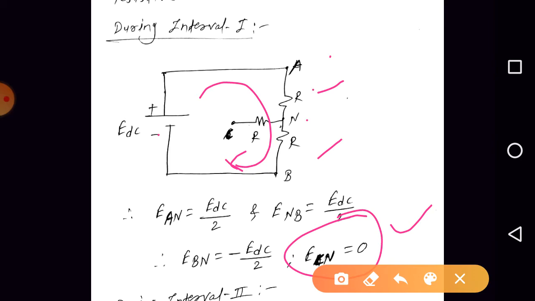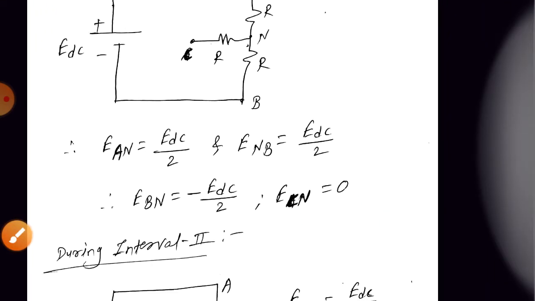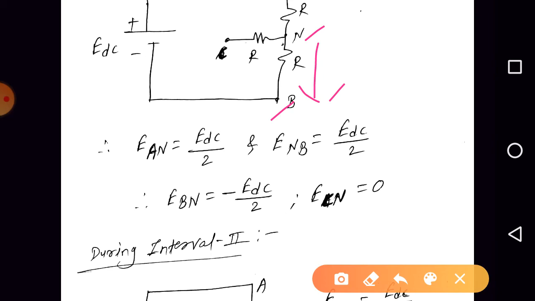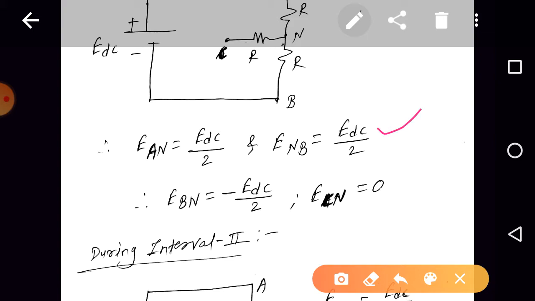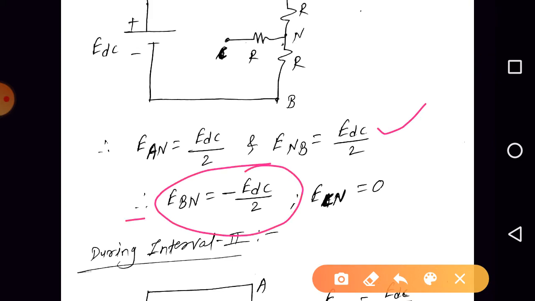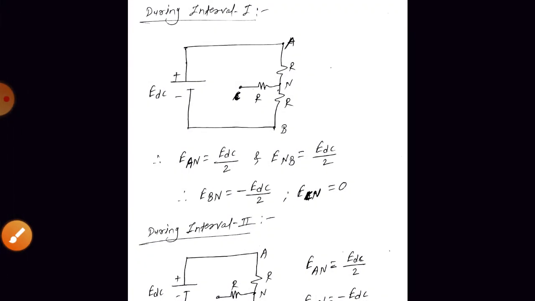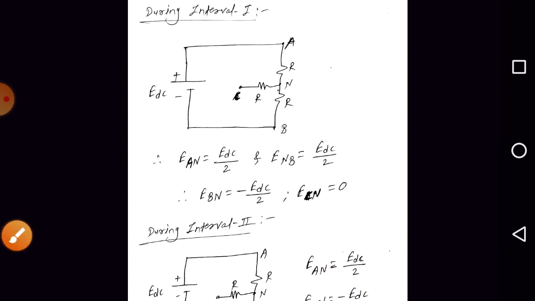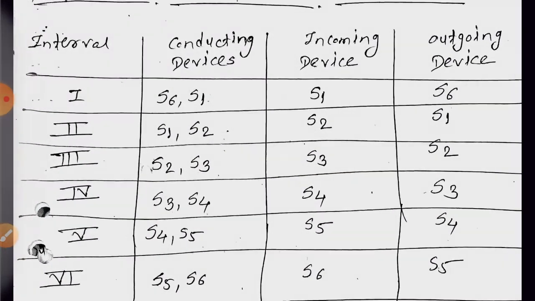What about the VNB or ENB? ENB is EDC by 2. But what about the EBN? It is negative because current is flowing in this direction. So VN is positive and VB is negative. So VNB is EDC by 2, but VBN or EBN is minus EDC by 2. Are you getting the point? So during the first interval, we have EAN is EDC by 2, EBN is minus EDC by 2, and ECN is 0. During the second interval, S1 and S2 are in the on state.